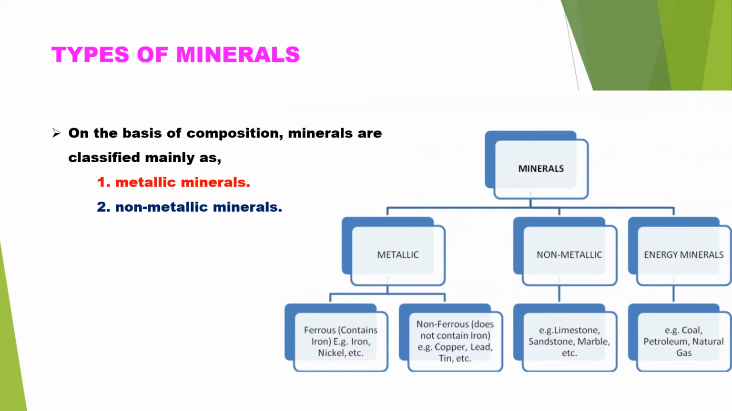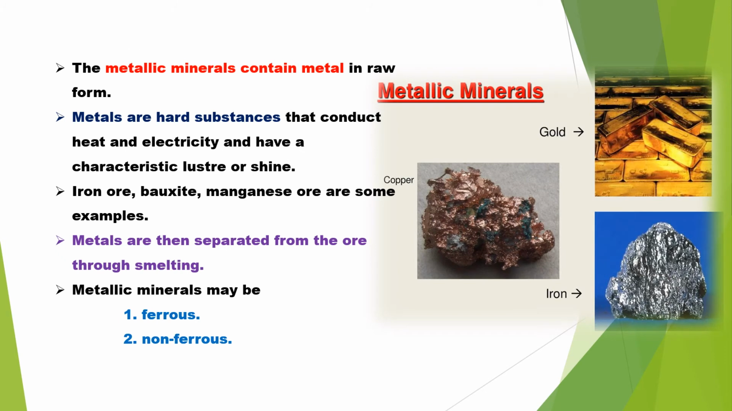When you speak about ferrous, it means iron. So those metallic minerals which contain iron are known as ferrous metallic minerals, and those which do not contain iron are known as non-ferrous metallic minerals. So metallic minerals, as I told you earlier, are those which contain metal in raw form. And you know that metals are the hardest substances and they conduct heat and electricity.